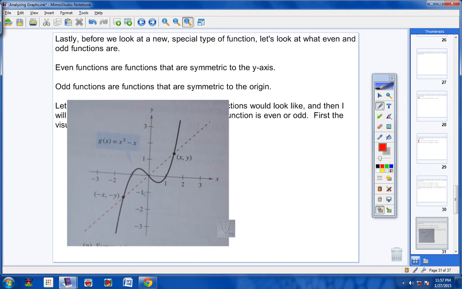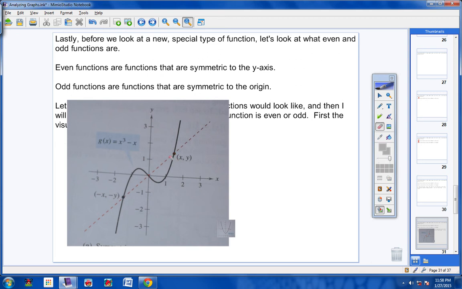This graph here is symmetric to the origin. And here's why. Every point that appears on this graph has another point that has the opposite signs. For example, if this point lies on the graph at (x, y), then somewhere on the graph (negative x, negative y) appears. Okay, let me show you. I'll make that a little easier to understand.